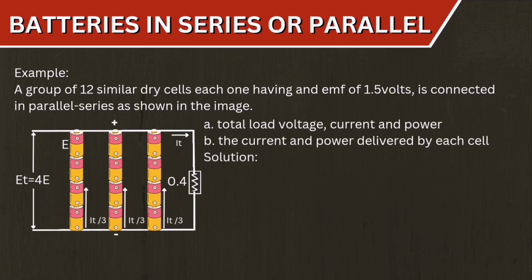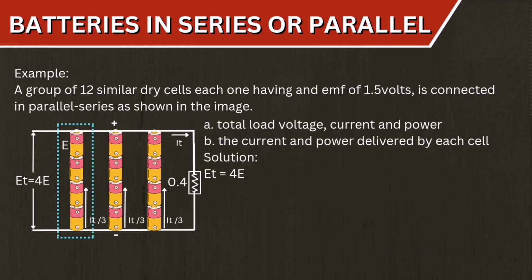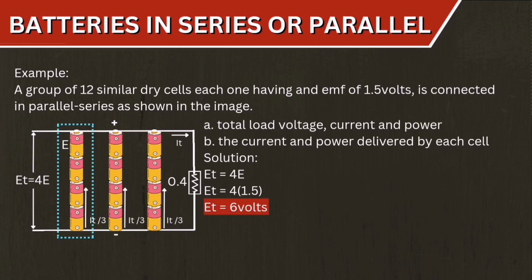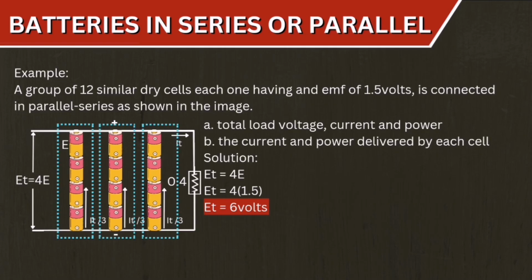The solution, guys: the total voltage E sub T is equal to 4 times E, since the number of voltage sources connected in series is 4. So E sub T is equal to 4 multiplied by 1.5, which results in 6 volts. The total voltage for the circuit is equal to 6 volts. Why 6 volts? It is because the terminal voltage of the combined sources is the same as that of a single unit.